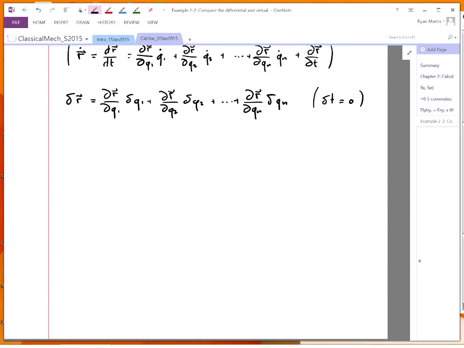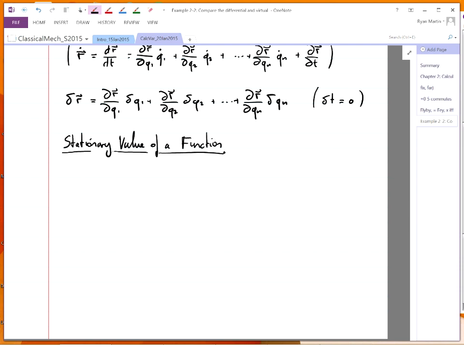So next, now we'll start applying some of the stuff. We'll calculate the stationary value of a function. We want to recover the familiar results from calculus using this variational stuff. So what do we mean by stationary value of a function?